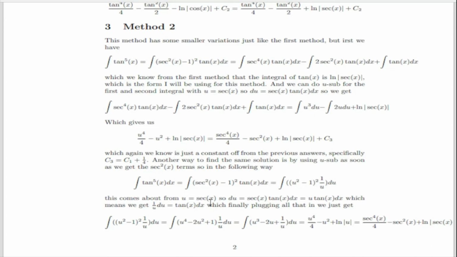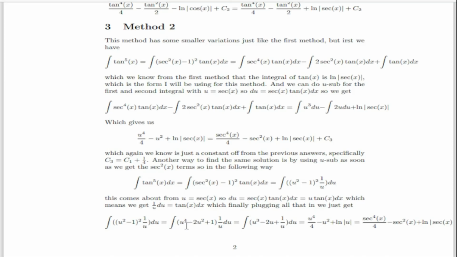So this comes from u equals secant of x, so du equals secant of x tan of x dx, which equals u tan x dx, because we already said secant x is u, which we can get 1 over u du equals tan x dx. And finally, plugging in 1 over u du for tan x dx, we get what we found. So at that point, we have an integral where you can distribute out the u squared minus 1, all squared, and then take a 1 over u from it.